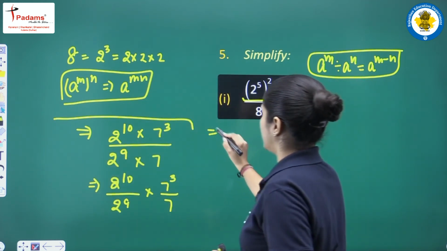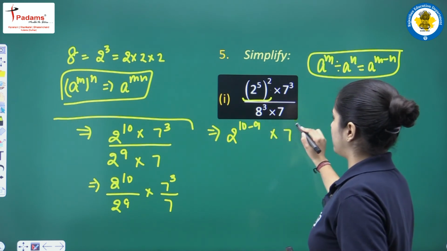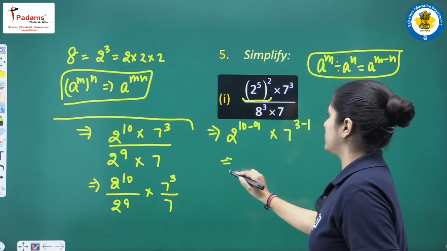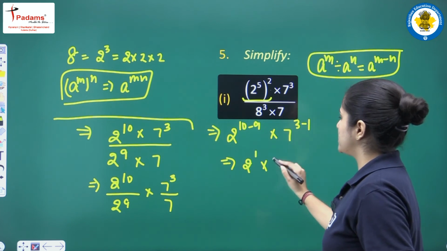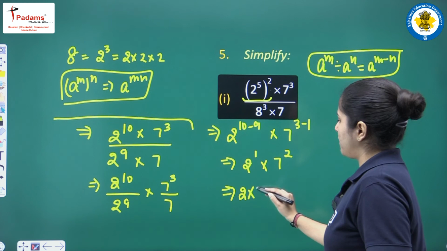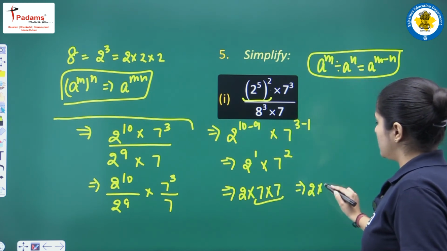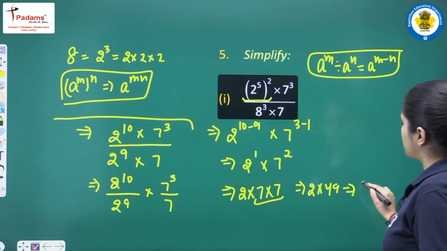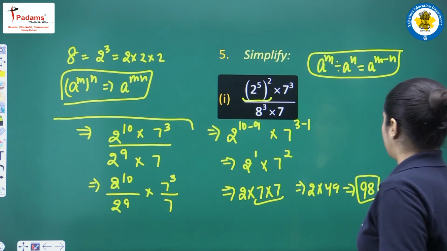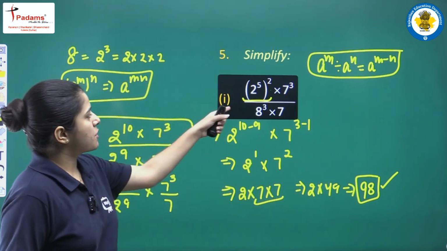अब देखिए, 2 raised to power 10 minus 9 into 7 raised to power 3 minus 1. So this is 2 raised to power 1 into 7 raised to power 2. So this is 2 into 7 into 7. 7 into 7 is, students, 49. So 49 multiplied by 2 is equal to 98. And this is your answer, students, okay? And this is your part 1.